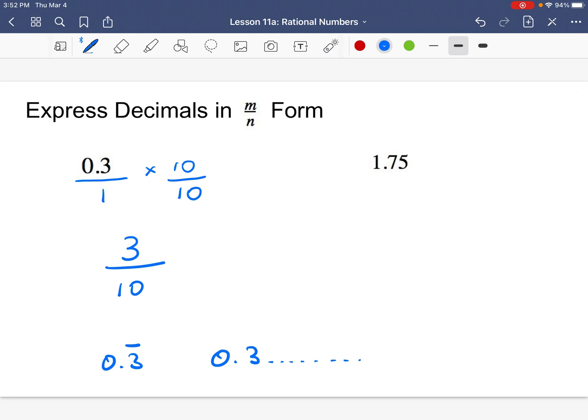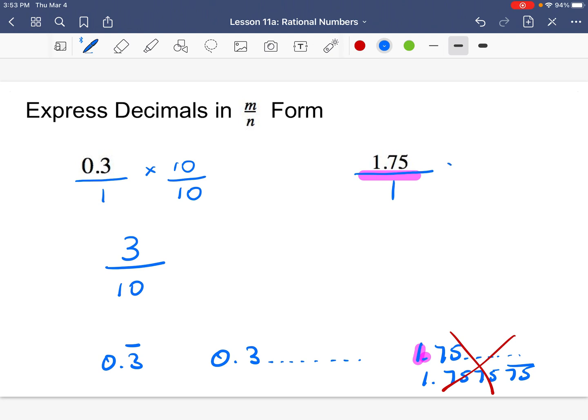Likewise, 1.75 here on the right hand side is also a terminating decimal. It's just 1.75. It's not 1.75 with an ellipsis telling you that there's a lot more numbers, and it's not 1.757575, which would be repeating. So it's just 1.75. And so we'll write it over 1, 1.75 over 1.